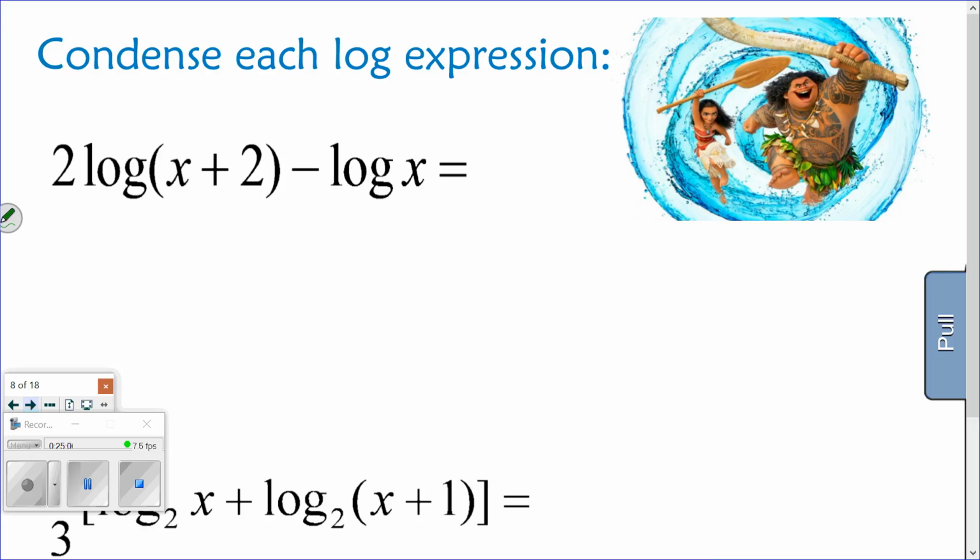Okay? Do you guys want to try this top one by yourself? All right, try this one by yourself.